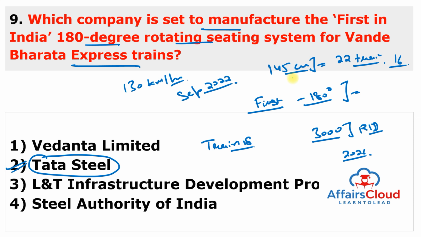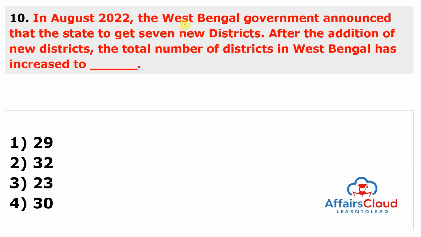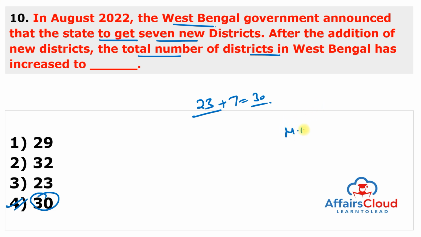Moving to the next question. In August 2022, the West Bengal government announced that the state will get 7 new districts. After the addition of the new districts, the total number of districts in West Bengal has increased to 30. Earlier, the total was 23, but after the addition of 7, it becomes 30. So remember, the West Bengal government under Chief Minister Mamata Banerjee ji decided to carve out 7 new districts from the existing 23 districts by redrawing their boundaries for better administration and development.